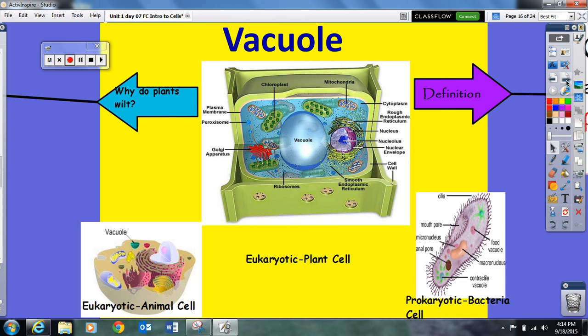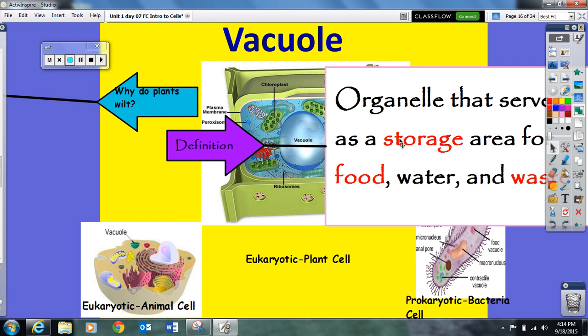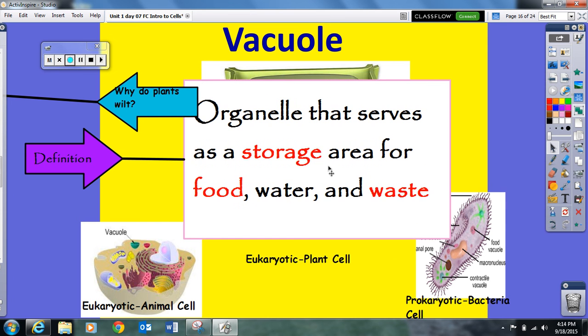Vacuole. Both plant and animal cells have a vacuole, but in a plant cell it is very, very large. In an animal cell, you will have several small ones. The definition of a vacuole is an organelle that serves as a storage area for food, water, and waste.